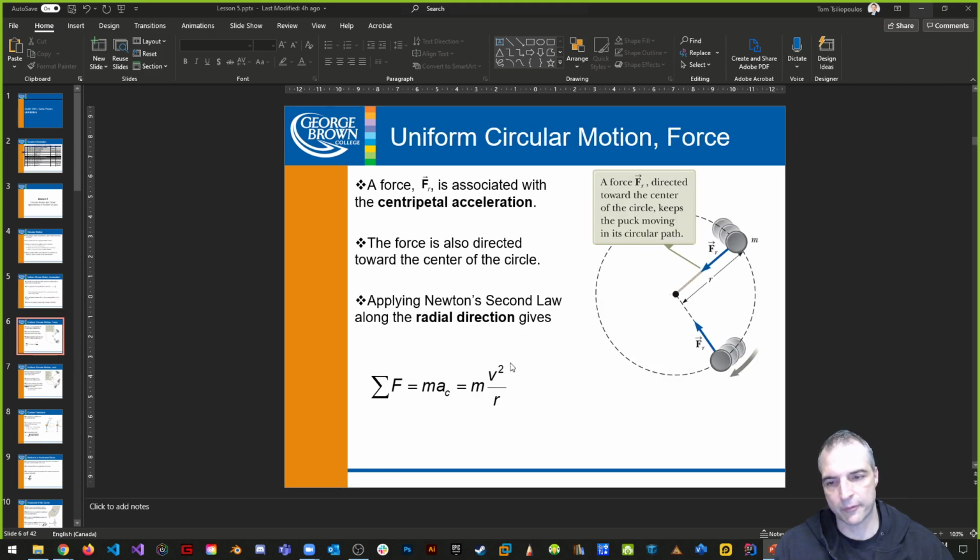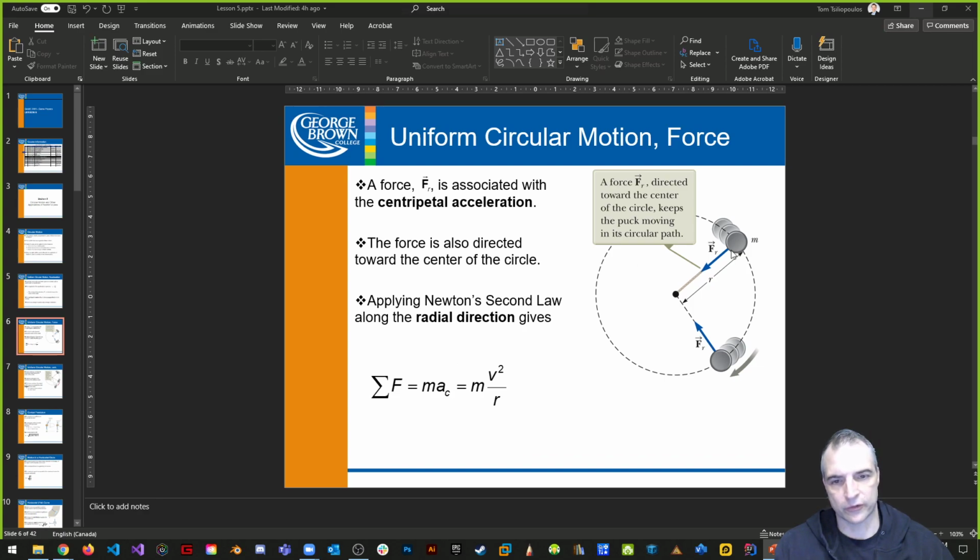So we can just sub v squared over r in the place of a. We sub it in, okay? And now we have a new equation for centripetal acceleration and force related to that, which is the sum of all forces is equal to the mass of the object times the velocity, v squared over r. Okay, that's what this is.